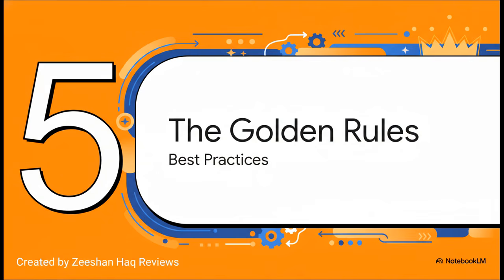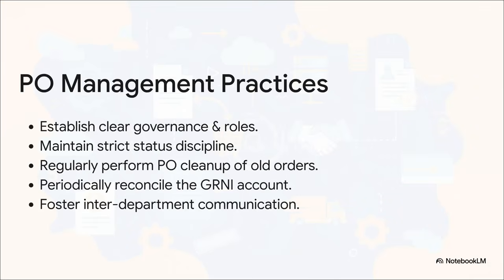So that whole journey we just walked through, to make sure it runs smoothly every single time, there are a few golden rules that companies really need to live by. To keep this whole process from turning into a mess, you've got to have clear rules and you've got to know who's responsible for what. It's so important to be strict about those statuses. You can't just leave POs hanging in limbo forever. And you have to do regular cleanups to close out old orders and reconcile that GRNI account we talked about. But really, the secret sauce, the thing that makes it all work, it's constant communication between your procurement team, the warehouse crew, and the folks in finance.